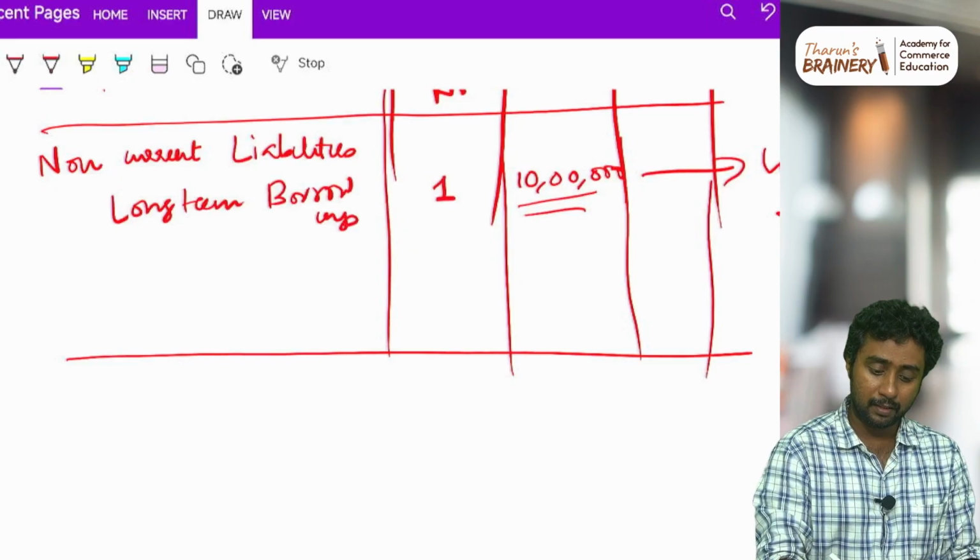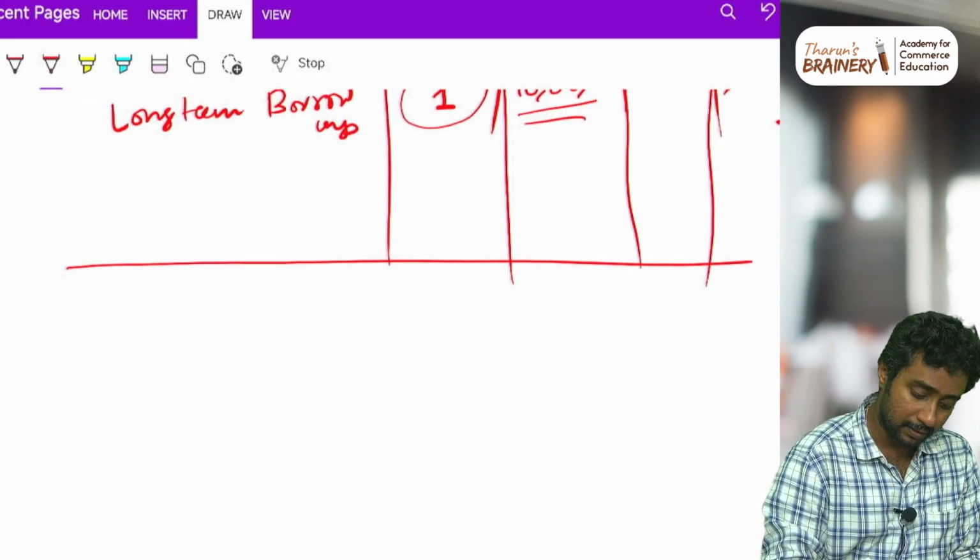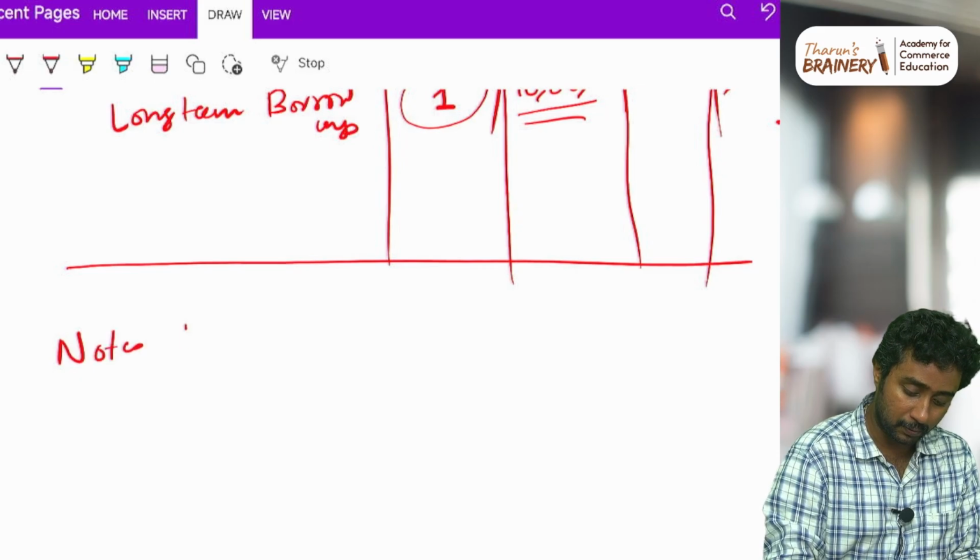Okay, this is not done yet. We have mentioned something here, note number 1. Note number 1 means again we have to prepare notes to accounts.